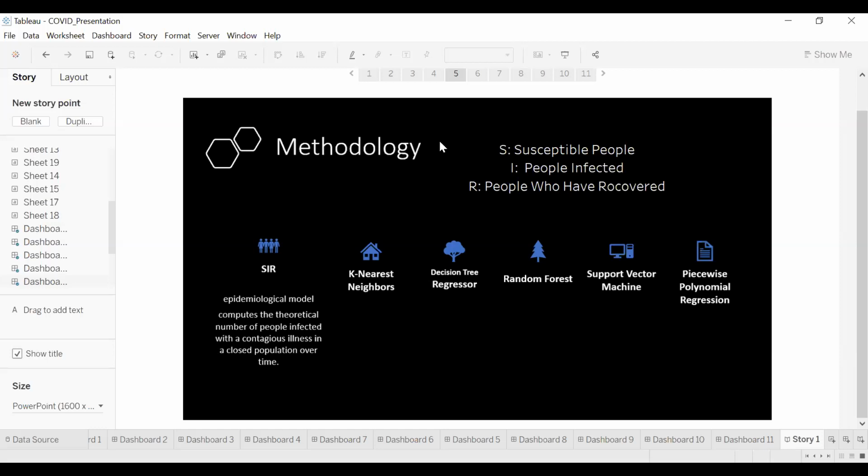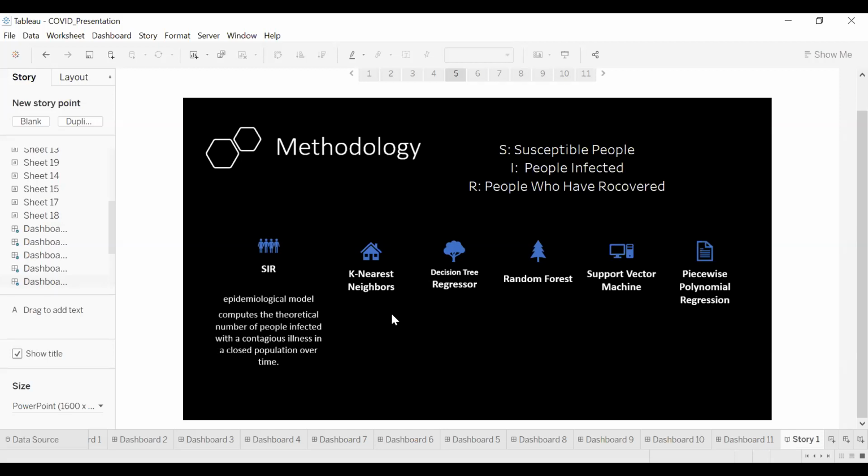It is the epidemic model which computes the theoretical number of people infected with a contagious illness in a fixed population over time. It divides the population into three parts. First is the susceptible people, second is the people infected, and third is the people who have recovered. And all three parameters vary as a function of time.